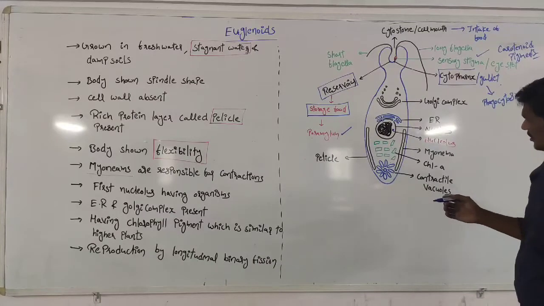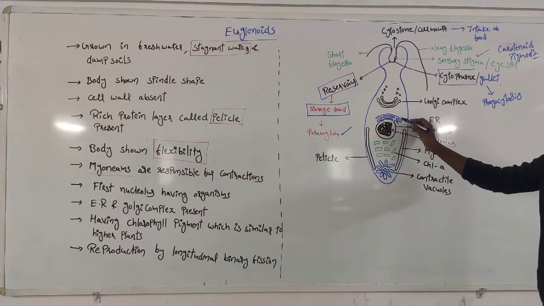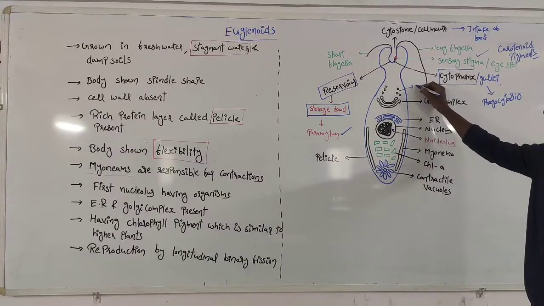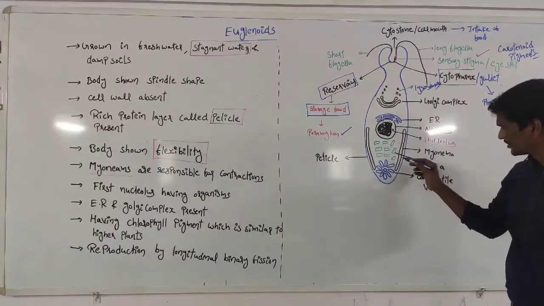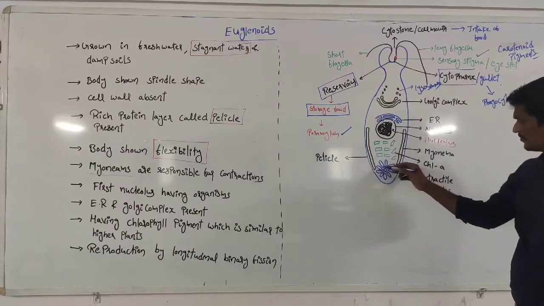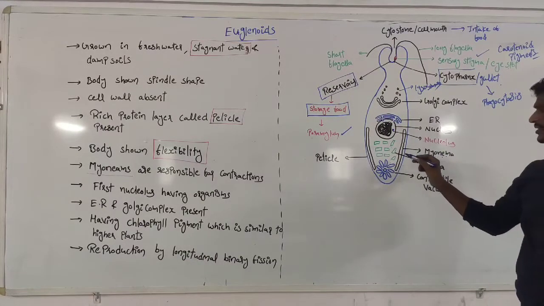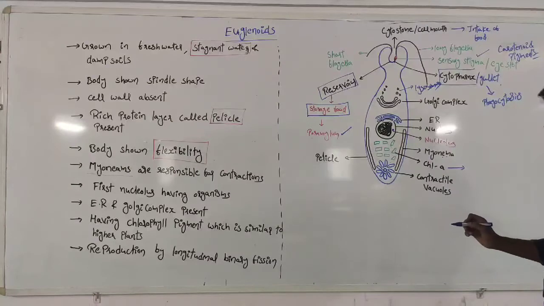And next, we already discussed the nucleus is there, and the cell contains organelles: endoplasmic reticulum, Golgi complex, and these are the lysosomes, right? And here there is a parallel, longitudinal arrangement. These are nothing but myonemes. And there are chlorophyll A pigments involved in photosynthesis, and contractile vacuoles involved in the excretion process.